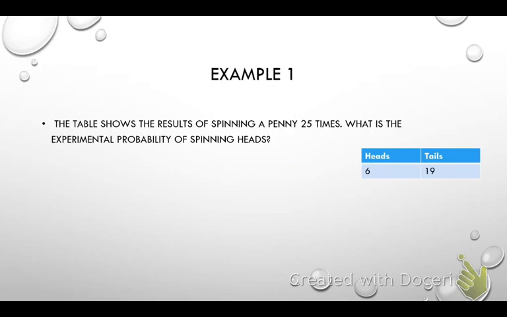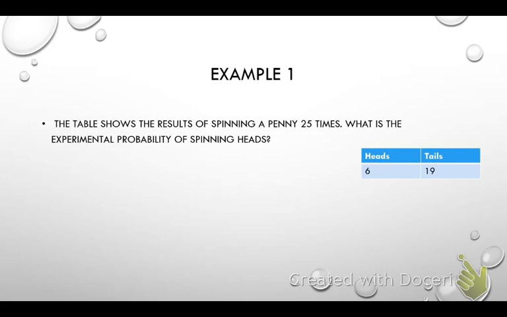The table right here, just a nice little table below, shows the results of spinning a penny 25 times. What is the experimental probability of spinning heads? If I were to say in theory, it would be a 50-50 chance, right? You either land on heads or you land on tails. It's one or the other. But with experimental probability, you actually spin it and you record your results.